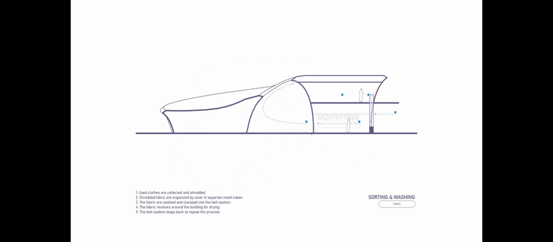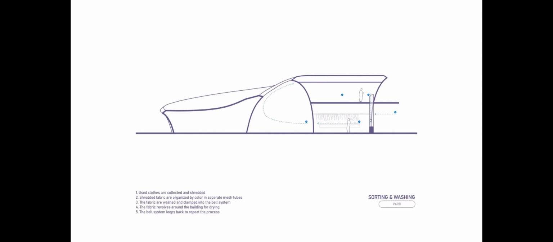So ito yung basically the process from a section view. So after the clothes are collected, they're shredded to the top floor, that's all right. Then they're sorted to some tubes, which we're planning to be like, instead of glass tubes, they're like mesh, parang net. So organize siya by color para madali siyang i-wash after. So then magiging ornamental part siya ng wall, yung mga containers or yung mga tubes na yun.